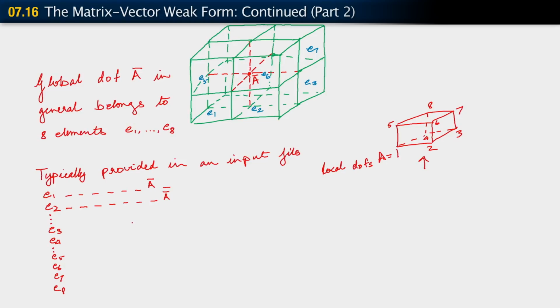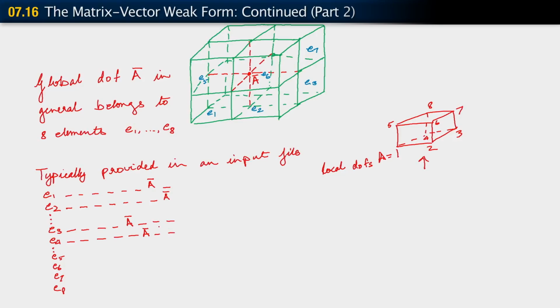I'll just complete it for this case. For E3, it is 5. Okay, for E3, it's 5. So 1, 2, 3, 4, A bar, which is 5, 6, 7, 8. For element E4, which is the one on the bottom layer behind and to the left, the one I didn't mark, A bar is degree of freedom 6. Okay, so for E4 it is 1, 2, 3, 4, 5, A bar, 7, 8.